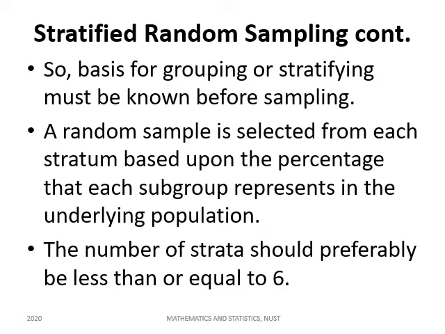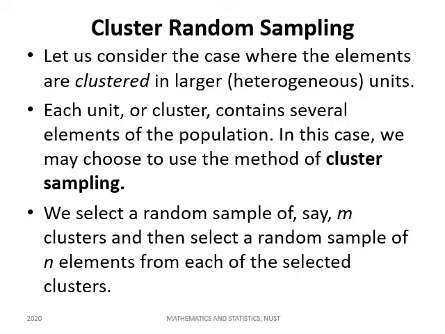Now usually we do not like our number of strata to be too large, so six or less. That is what we prefer. Now the next probability sampling method that we use is what is known as cluster random sampling.